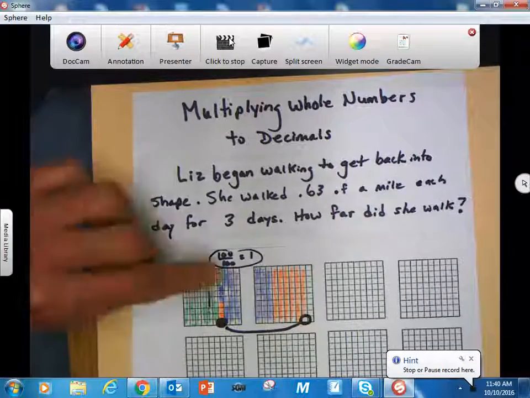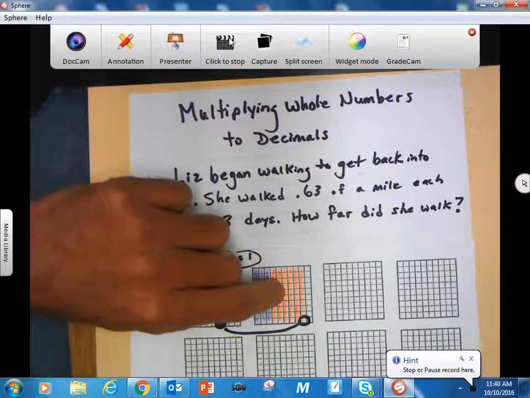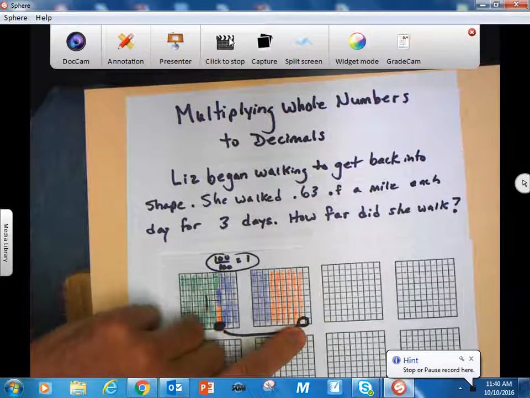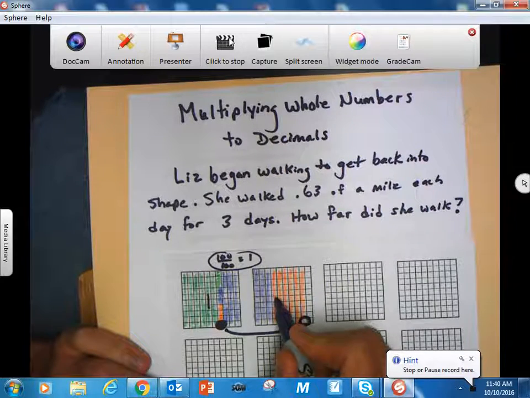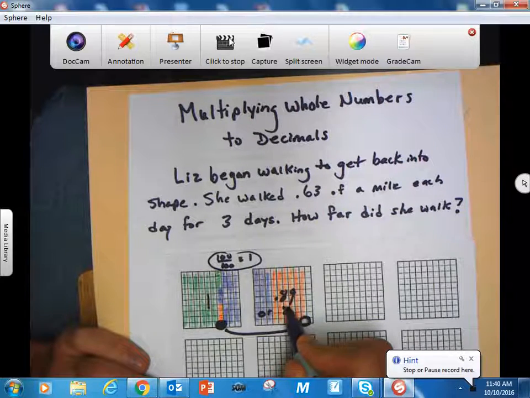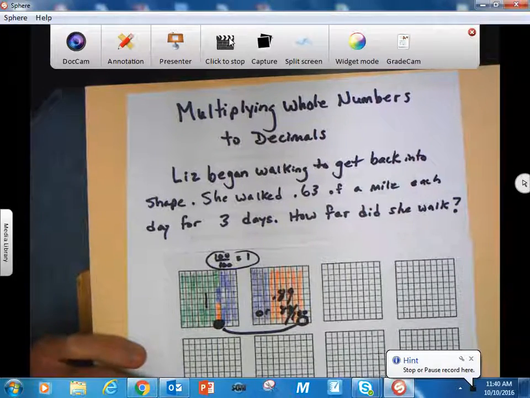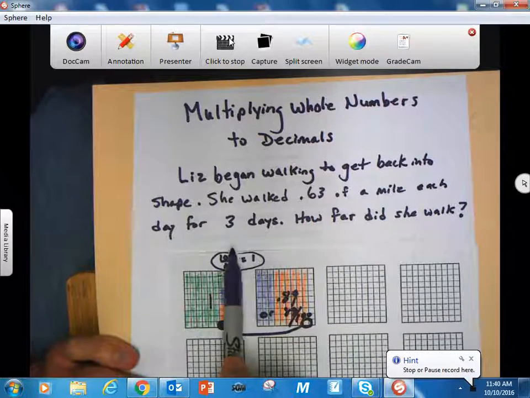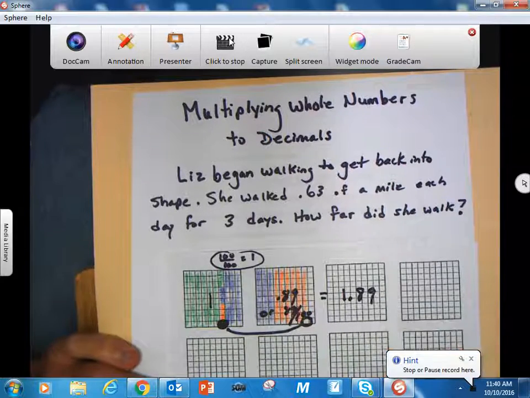And what's left over here? I'll have 1 tenth, 2 tenths, 3 tenths, 4 tenths, 5 tenths, 6 tenths, 7 tenths, 8 tenths, almost 9 full tenths, minus this 1, which gives me 89 hundredths. So 89 hundredths, or 89 over 100, for 1 and 89 hundredths. So I know that 63 hundredths times 3 days equals 1 and 89 hundredths.